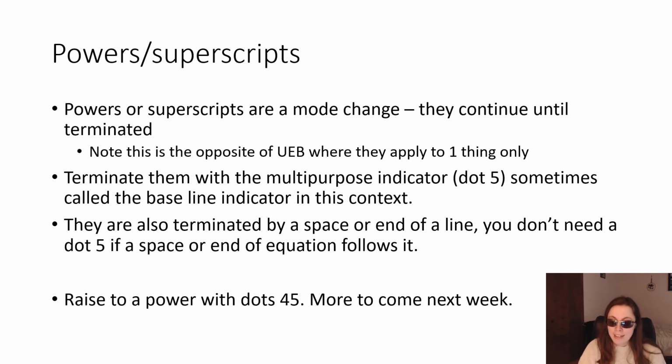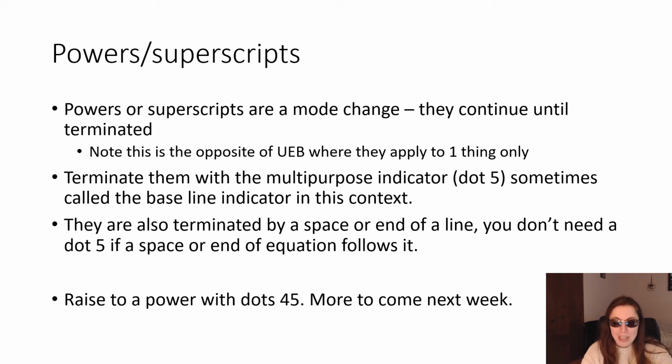You can terminate that with a multi-purpose indicator. And in this context, Braille readers often will call it a baseline indicator because it sends us back to baseline. Reminds me of the octave indicators in music. So you may hear that terminology from students or from blind adults who are Nemeth users. The formal term is multi-purpose indicator because .5 means different things in different places in Nemeth. But in this place, what it's doing is bringing you back down to the baseline.